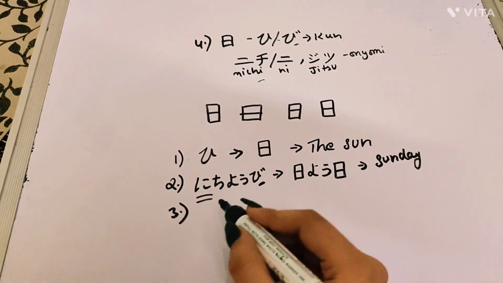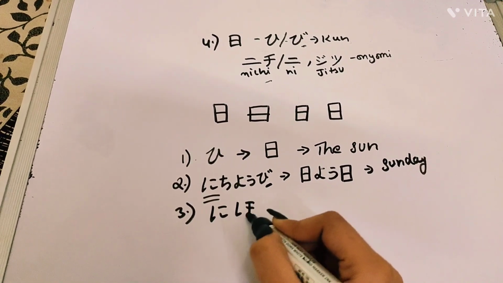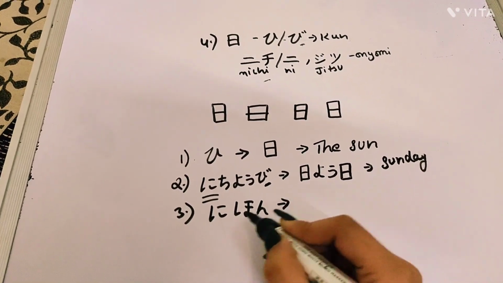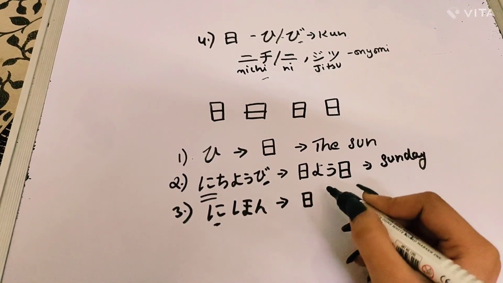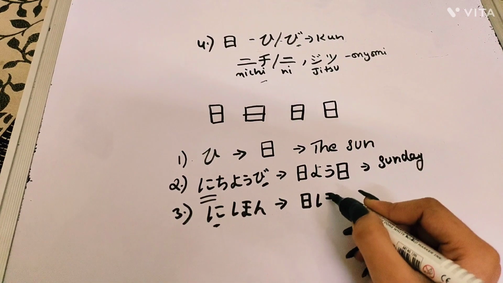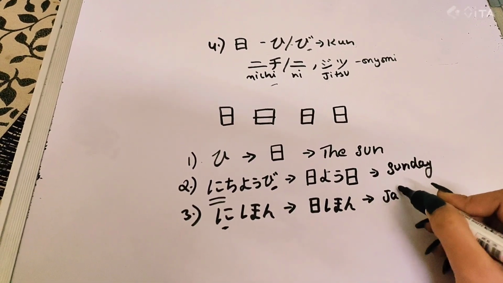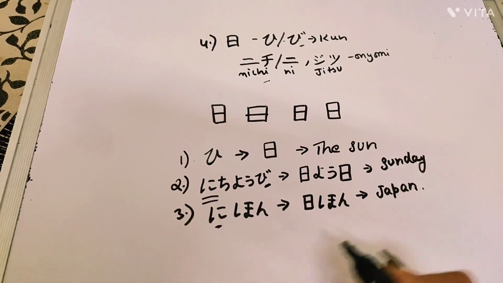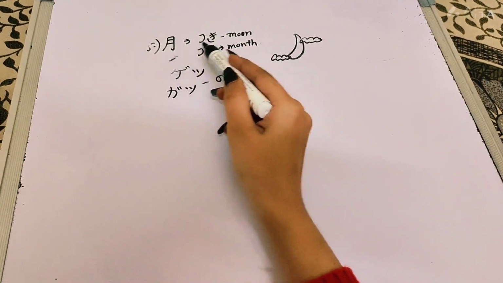Next word is Nihon. Everyone knows what Nihon is? Yes, it's Japan. Ni, then hon as it is. We will do the kanji of hon in the next lesson. Nihon is Japan. Our next kanji is tsuki.